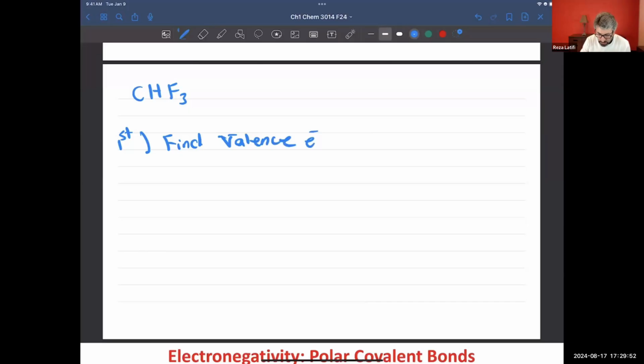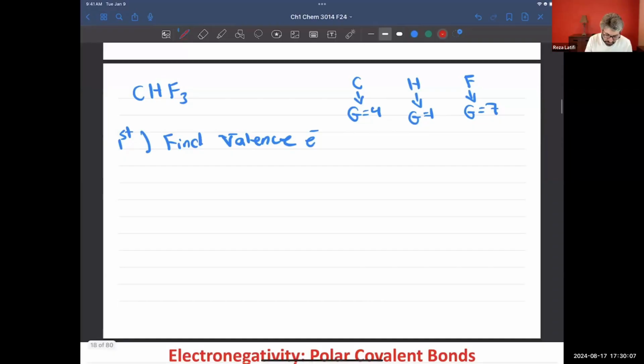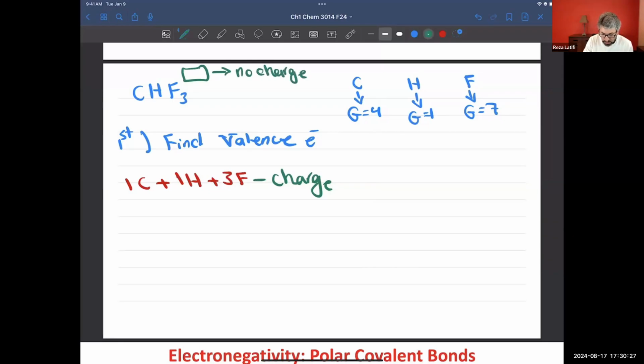Valence electrons. And remember, carbon is group 4, hydrogen is group 1, or first column. Fluorine is group 7, which means it has 7 valence electrons. So what you're going to do, you're going to say, I see 1 carbon, 1 hydrogen, 3 fluorines, and then the charge. Where is the charge? The charge is supposed to be here. No charge means charge equal to 0.